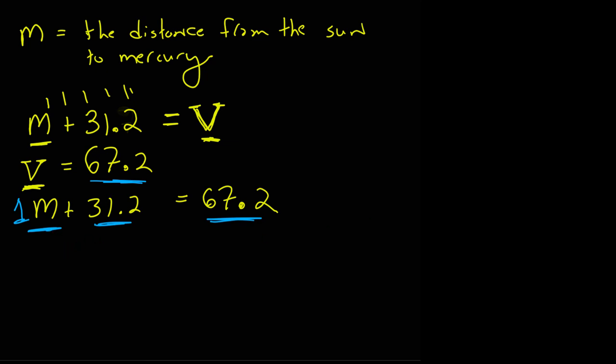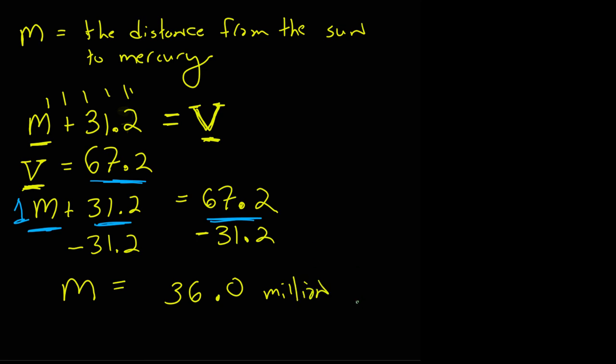In the way of the variable is this 31.2, and it's positive. So I want to reverse that addition by subtracting 31.2. But whatever I do to one side, I do to the other. And so my distance to Mercury: 0.2 minus 0.2 is 0.0, 7 minus 1 is 6, is 36 million miles. And so Mercury is 36 million miles from the sun.